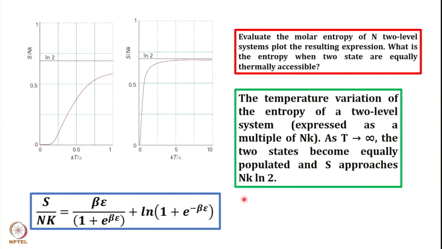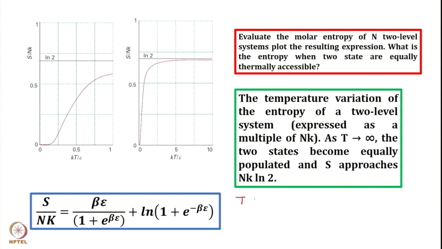Remember that when we talked about the fractional population of a system which has only two states, as the temperature approaches infinity, both the states are equally thermally accessible. We also derived a general conclusion at that time that whatever is the state under consideration, when temperature approaches infinity, all the states are equally thermally accessible. But let us talk about what happens when temperature approaches 0.